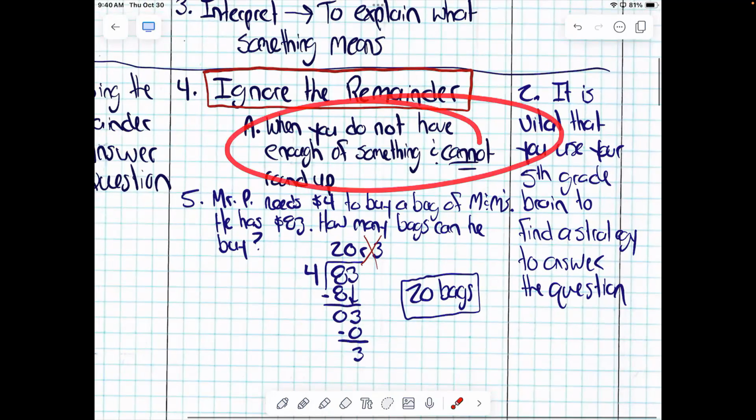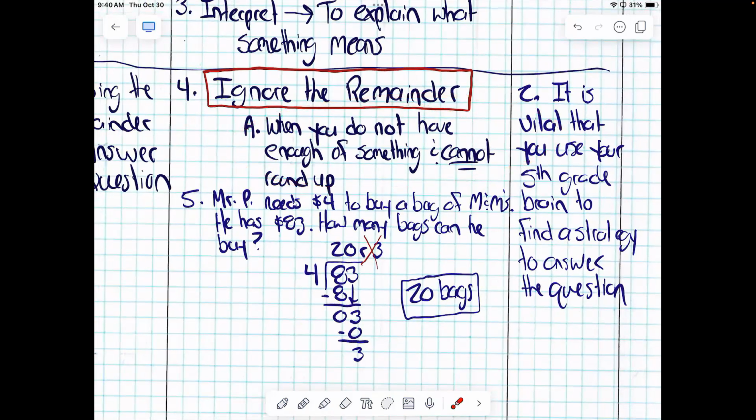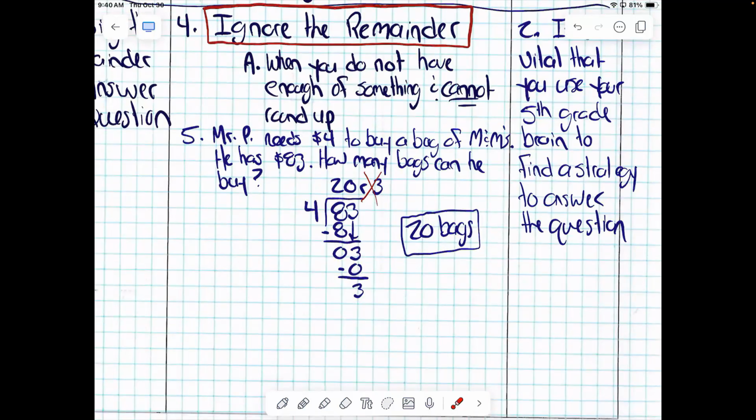Ignore the remainder. When you do not have enough of something, I'm going to go through these situations really fast. I went to the grocery store. I had $83. Bags of M&Ms cost $4 each. I wanted to buy as many as I could. I did 83 divided by 4. I got 20 remainder 3.